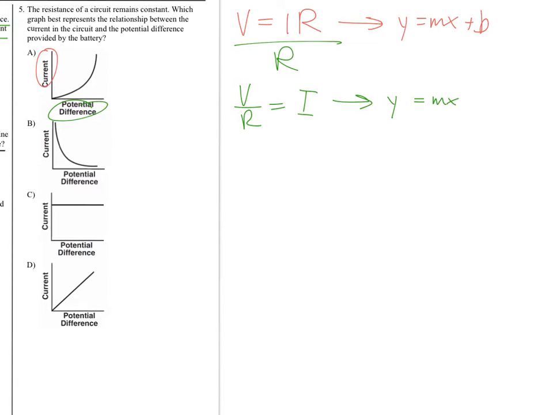And what do we know here? The only one that shows a linear slope is choice D. I also mentioned this to you guys. You should have copied it down in your packet.